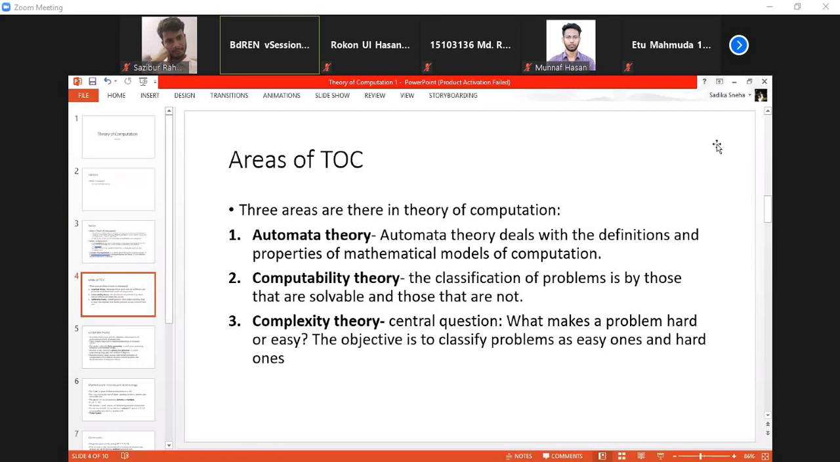Next, we started to talk about complexity theory. So the question complexity theory answers is what makes a problem hard or easy. There are problems we say that this is an easy problem and this is a hard problem.